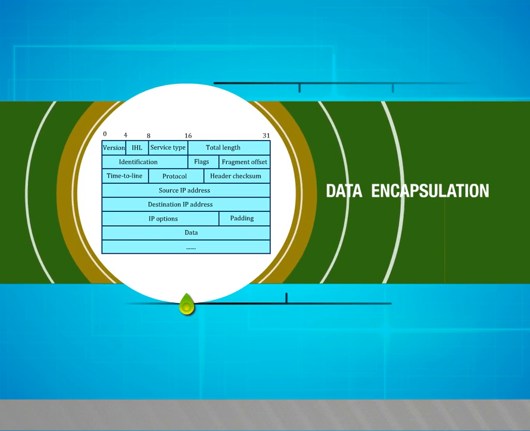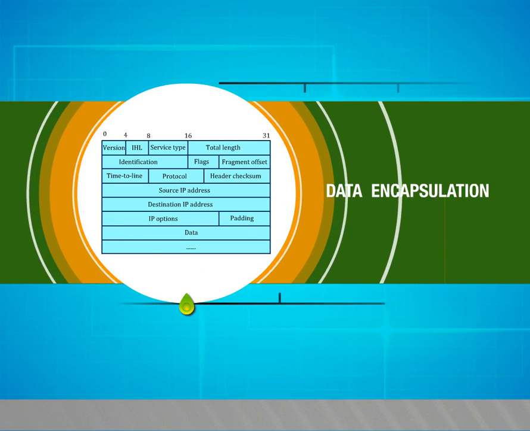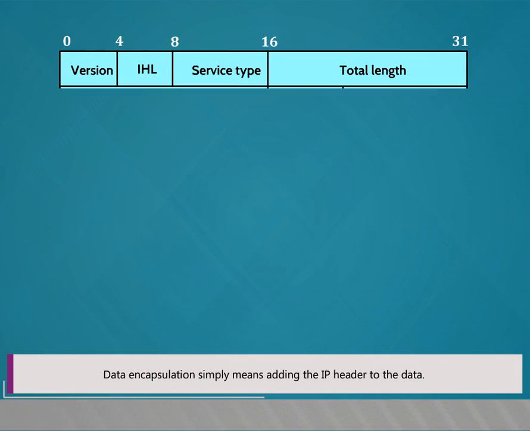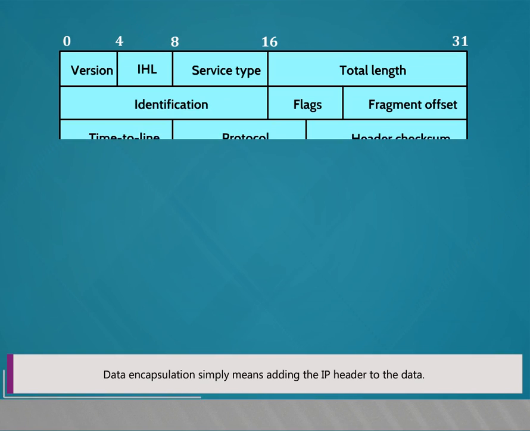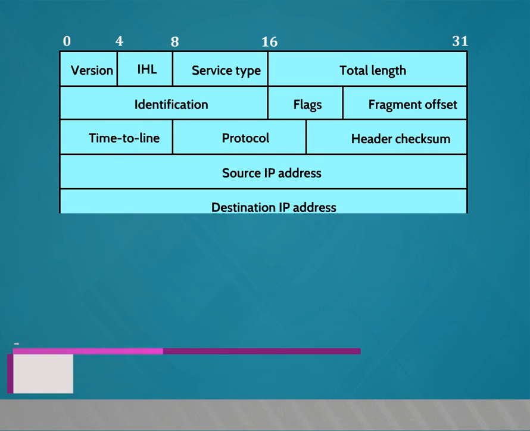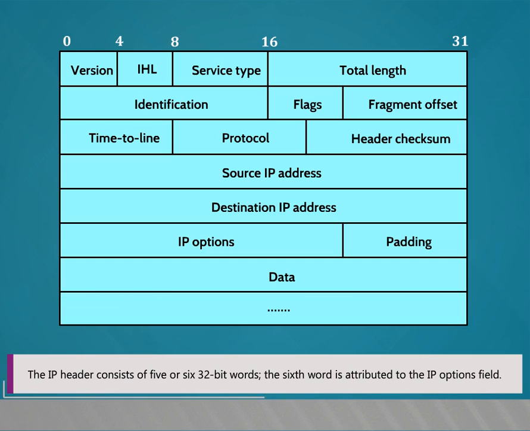Data encapsulation. In this video, we are going to see about data encapsulation. Data encapsulation simply means adding the IP header to the data. The IP header consists of 5 or 6 32-bit words. The 6th word is attributed to the IP options field.